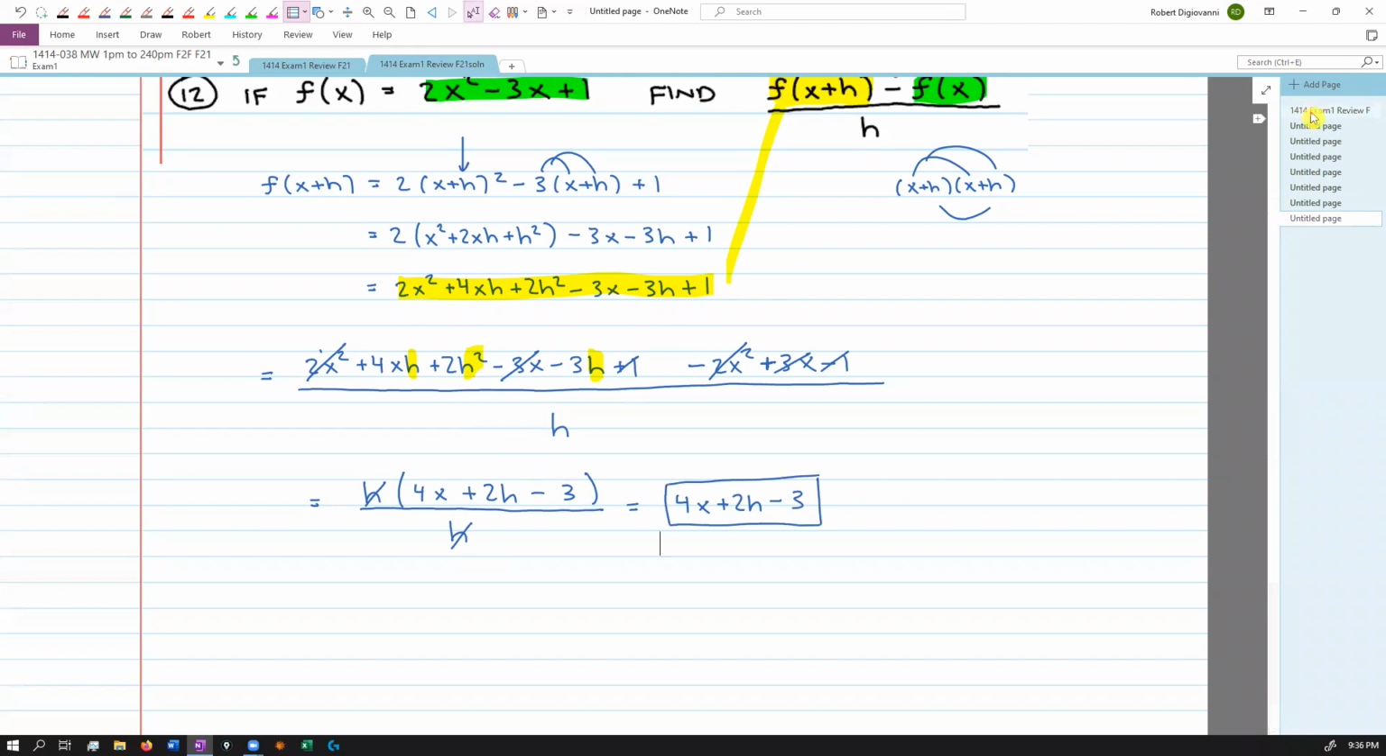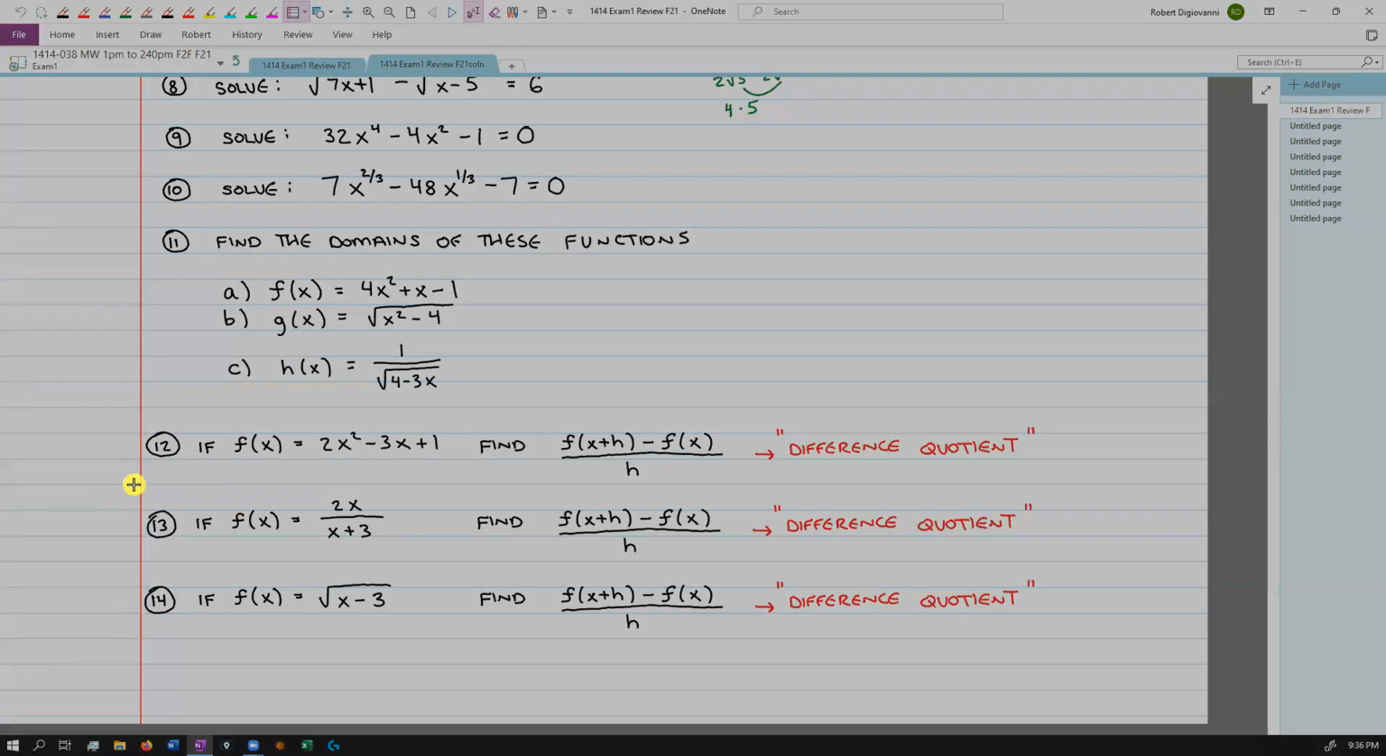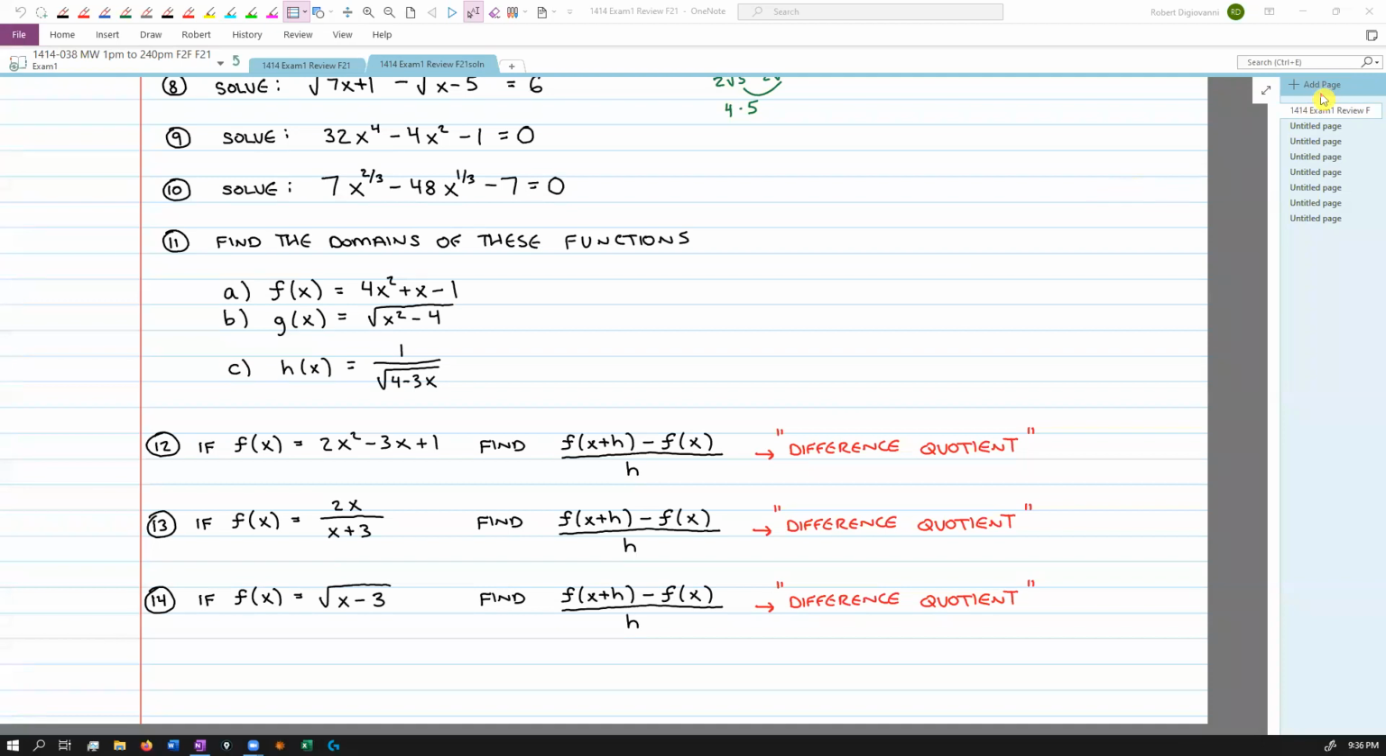All right, that's that one. Okay, the next one, a little more complicated. It's got a fraction in there.